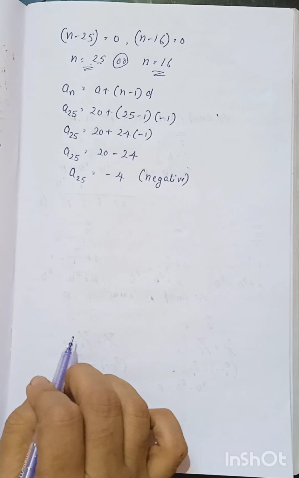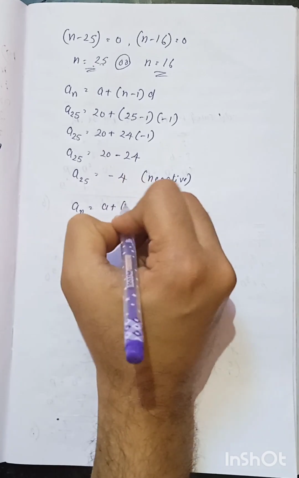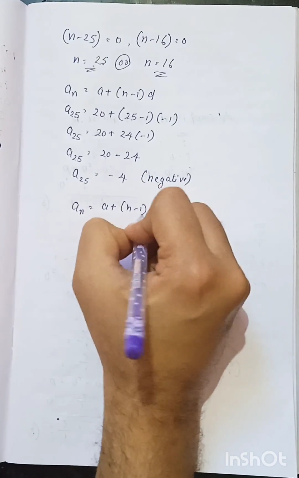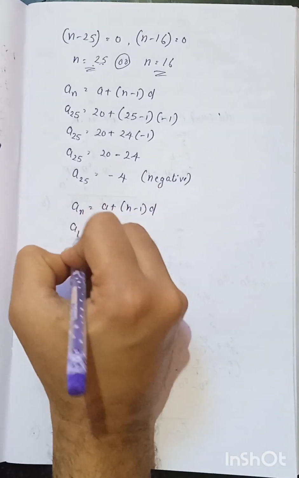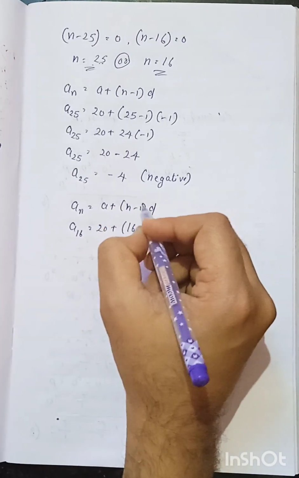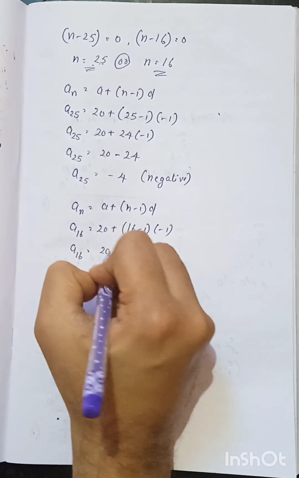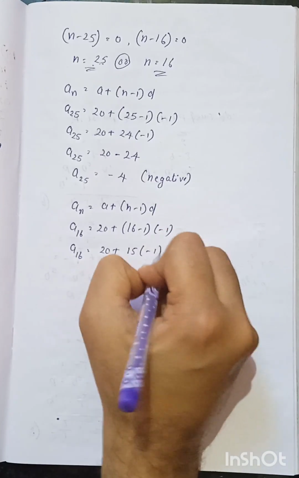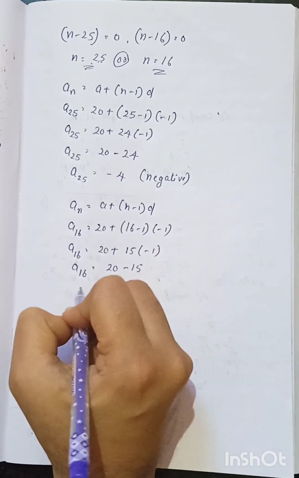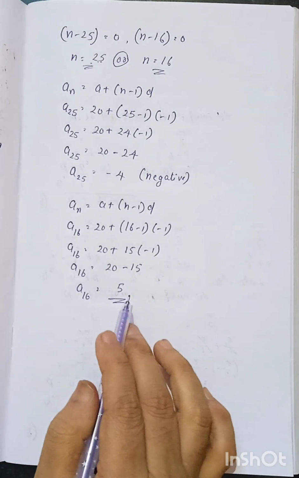Let's try by taking n as 16. an equals a plus n minus 1 into d. Now a16 equals 20 plus 16 minus 1 into d, that means minus 1. a16 equals 20 plus 15 into minus 1. a16 equals 20 plus minus 15. a16 equals 5. Here we got the positive value, that is 5.